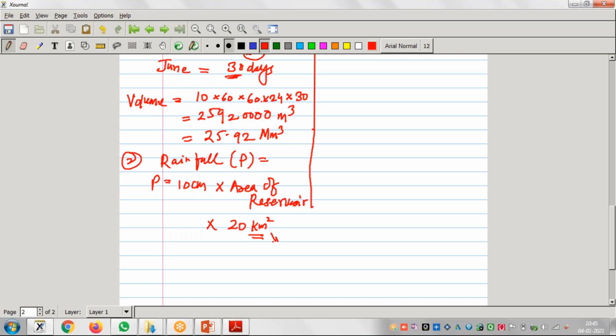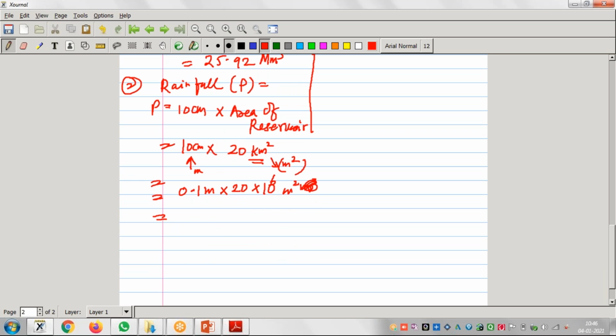Now I have to convert this into meter square. And this 10 centimeter is in centimeter. I will convert this one also in meter and this one also in meter square, so that I will get in meter cube, right? So here 10 centimeter means 0.1 meter multiplied by 20 kilometer square means 20 into 10 to the power 6 meter square, right? When I will multiply both, I will get in meter cube, and the quantity will be 2 into 10 to the power 6 meter cube.